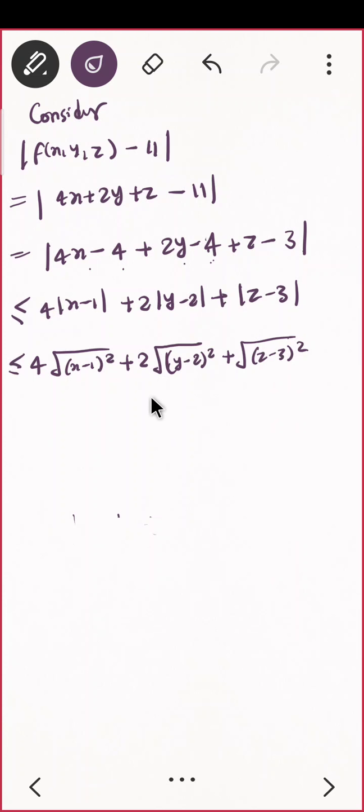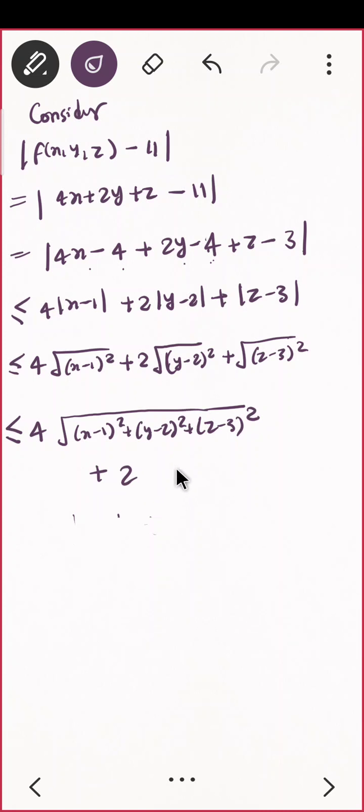Perfect. Is that clear? What is the next step? Can you tell me? Yes, Payal, can you tell me what is the next step? Perfect. This is less than equal to 4 into square root of. Very nice. And same thing for plus 2 into same thing plus same thing, correct? So in the next step, this will be less than equal to 4 plus 2 plus 1, correct?